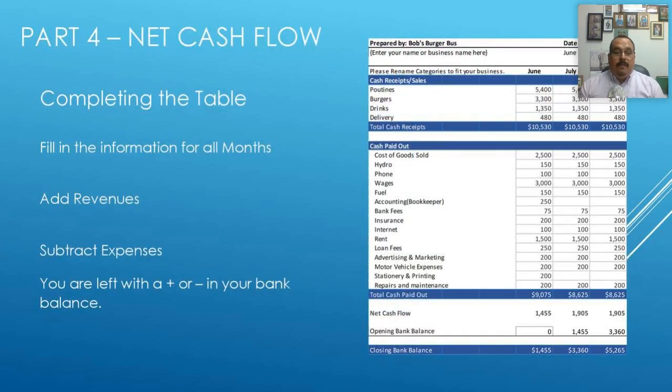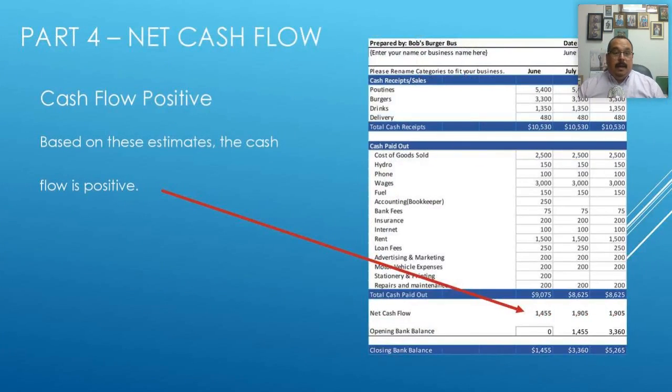So there, we have completed the table for the most part. Revenues on top, expenses on the bottom, and a net cash flow. If the Excel doesn't populate for you, you can just add them up. Total cash, total paid out, top minus the bottom gives you a difference of 1455.